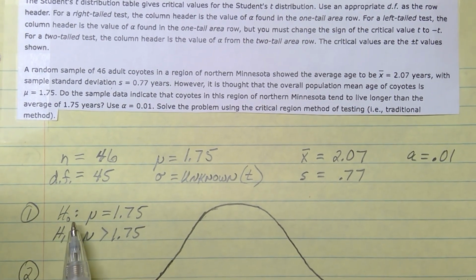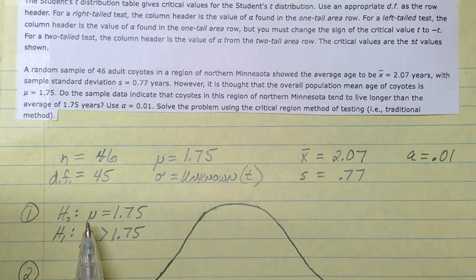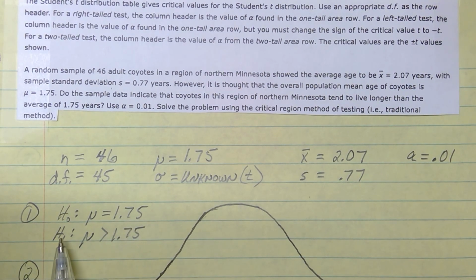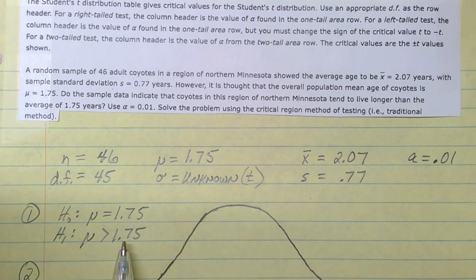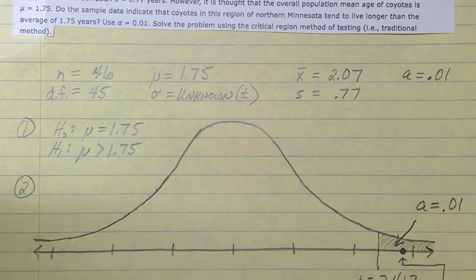All right, set up your hypothesis. So the null is what people believe to be true. It is thought that coyotes live about 1.75 years. But my alternate hypothesis, I challenge that and I say, I took my own sample, I caught 46 coyotes. I believe that the population average is actually much higher than 1.75. Now remember, it's got to be significantly higher to matter. If I just get something like 1.76, yeah, that's higher, but it's not enough to matter. I need to get something that's significantly higher to matter.